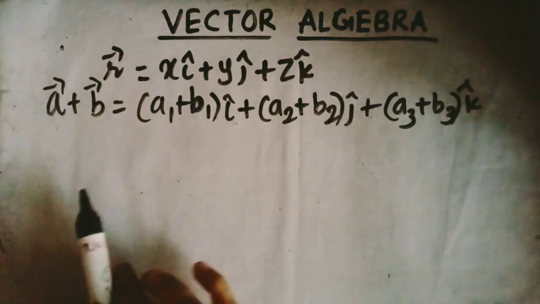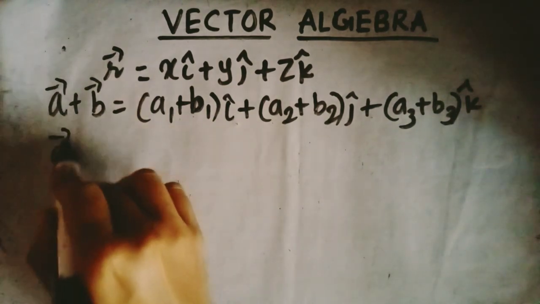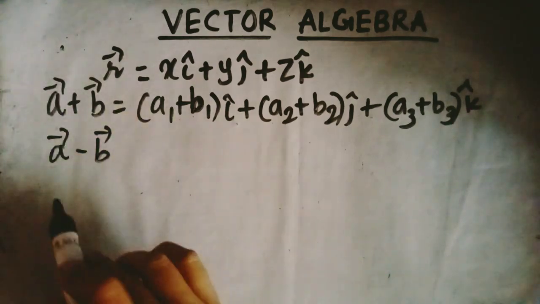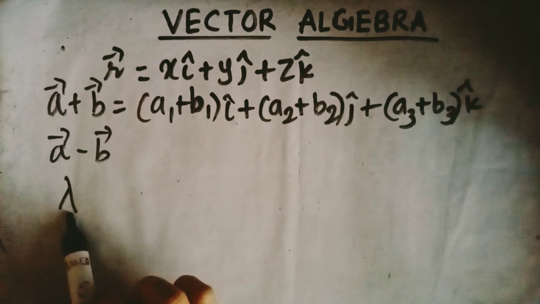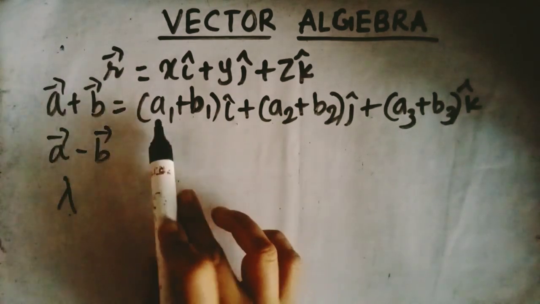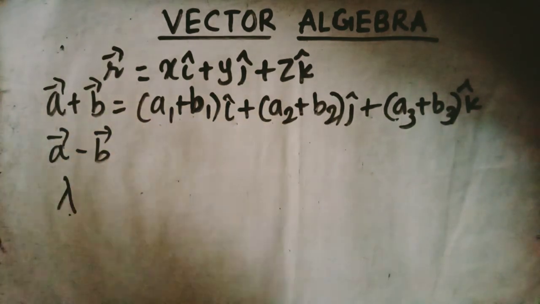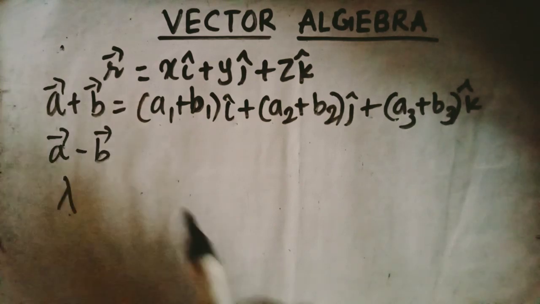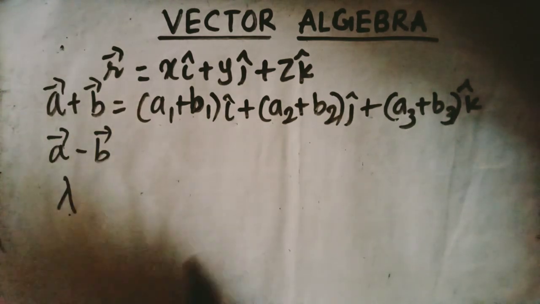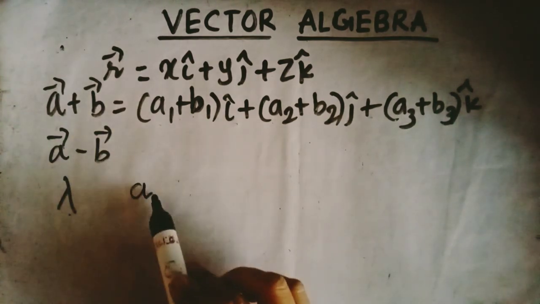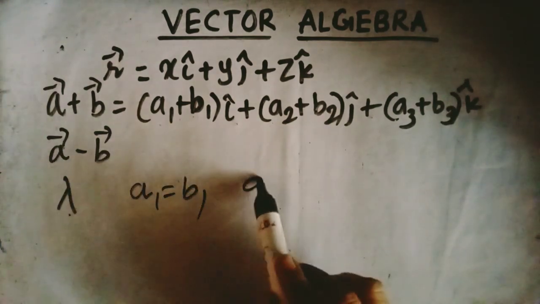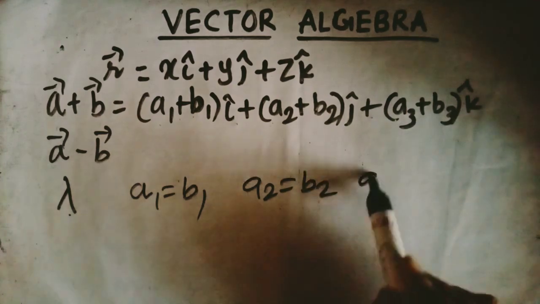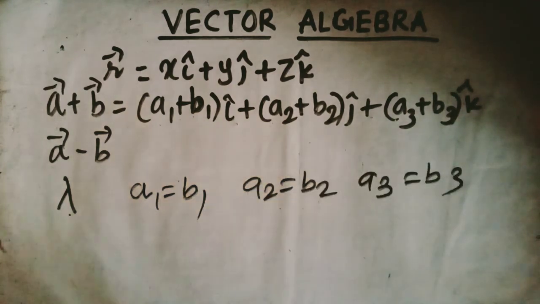Okay, so similarly a minus b, that is difference, and for scalar multiplication also, the scalar gets multiplied with each of the scalar components. Okay, and two vectors are said to be equal if the corresponding scalars are equal, that is a1 equals b1, a2 equals b2, and a3 equals b3.